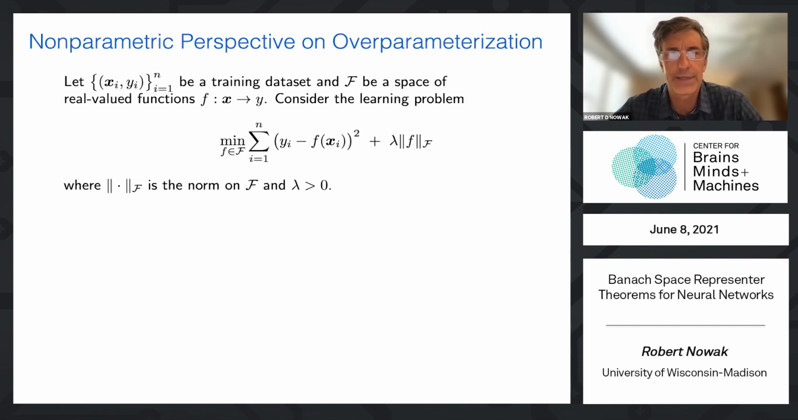And by non-parametric, what I mean is this. So we're going to think about having a training data set that these are these XY pairs, again, kind of the standard setup. There'll be a space F of real valued functions that map our features X to our labels Y. And then we'll look at learning problems that take on pretty standard form. We're going to try to find a function that minimizes a combination of the data fitting error, which is the first term here, and then a regularization, which is lambda times the norm of that function. So that's a kind of standard setup.